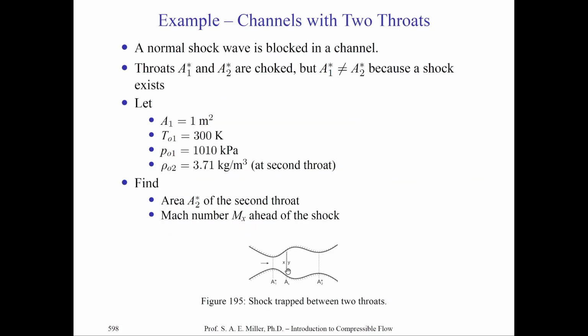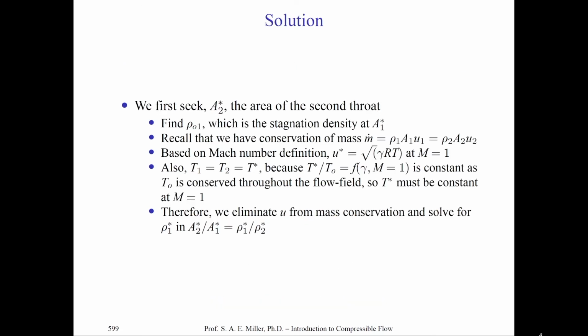Remember, T naught for a standing normal shock is conserved from x to y, in state 1 to 2, so T naught is constant through the whole flow. So therefore, T star must be constant at M equals 1, which of course is true at A1 star and A2 star. Therefore, we can eliminate u from the conservation of mass equation and solve for rho 1 star. We will then find A2 star over A1 star equals rho 1 star over rho 2 star. Indeed, we derived this quantity earlier in this class.